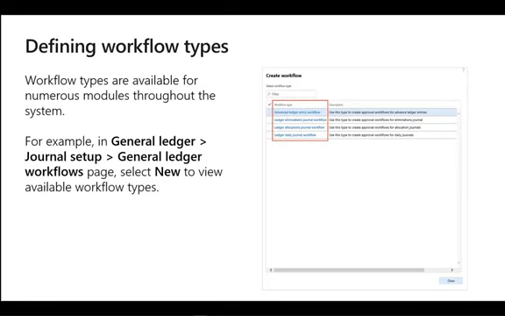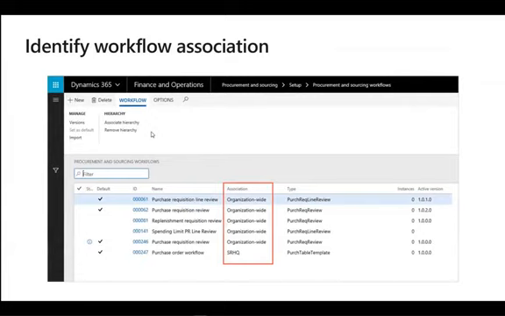If the workflow type does not exist for our business requirement, we can always extend a new workflow by developing or customization. We also can identify the workflow association with our organization by the value of fields in the workflow list page of each module in Dynamics 365 for finance and operations, as shown in the figure.